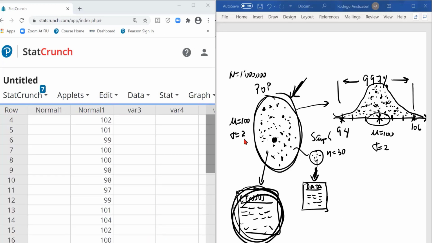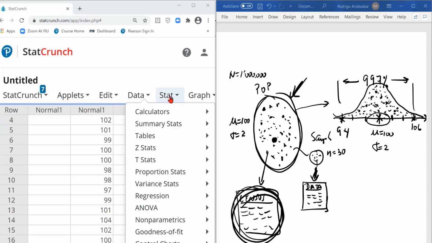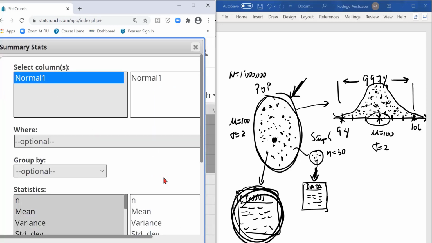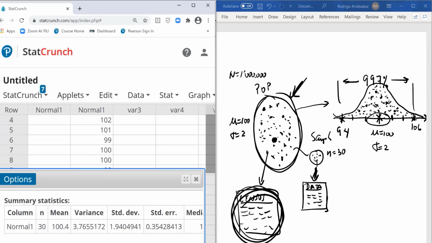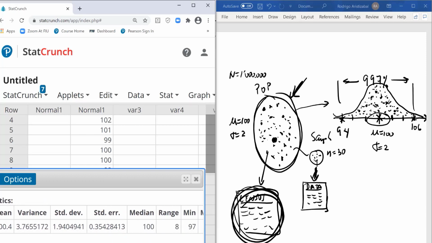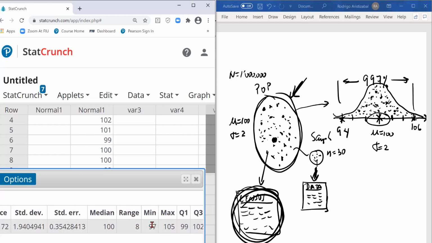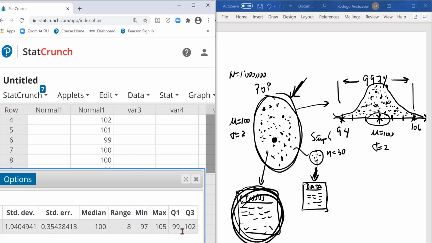StatCrunch also gives me the summary of the most important statistics. We have to go to Stat, Summary, then my data is located in the column Normal 1, then Compute. These are the most important statistics. Here we have the mean, the variance, standard deviation, standard error, which I will explain later in chapter 6, median, range, minimum value, maximum value, the first quartile, and the third quartile. The second quartile, remember, is the median.